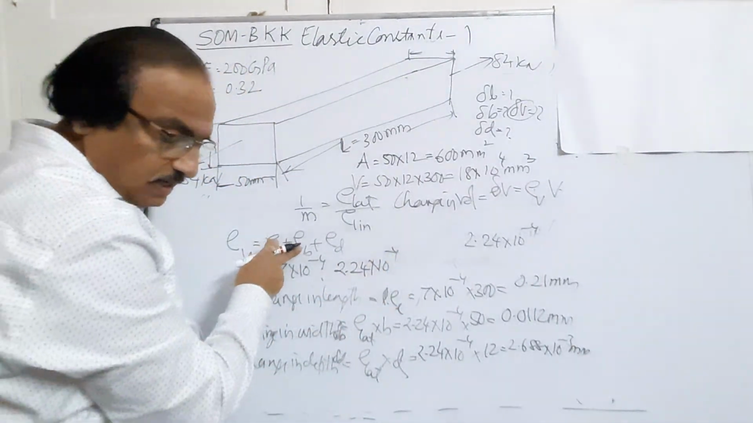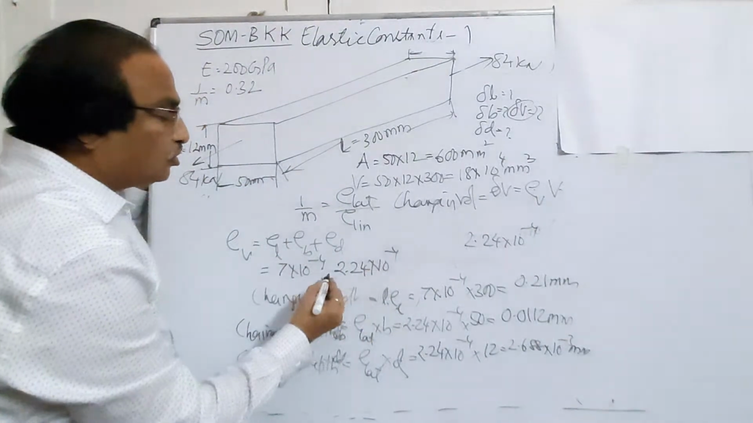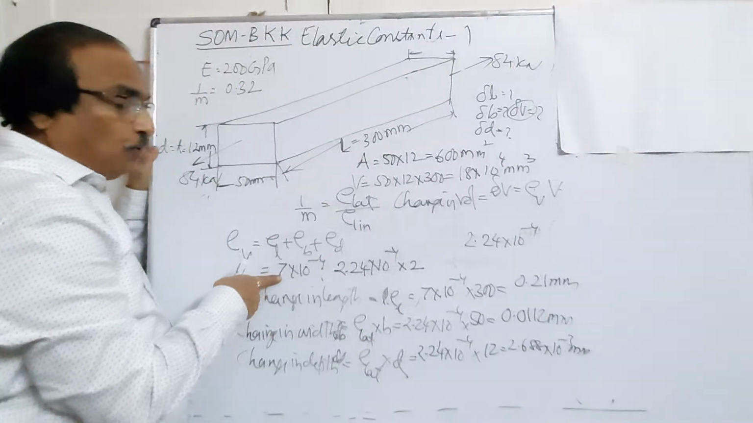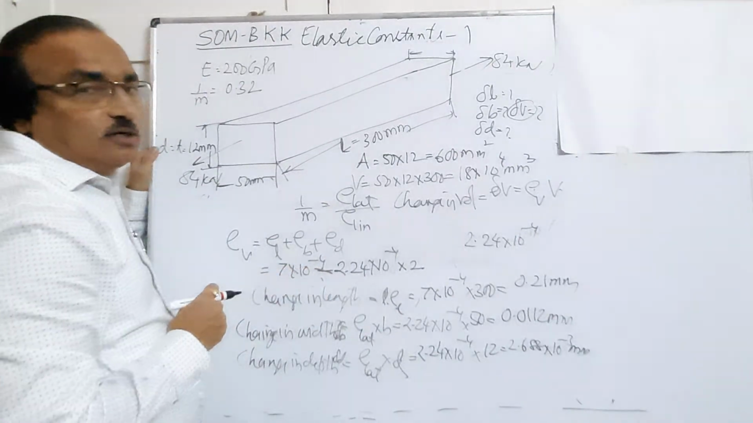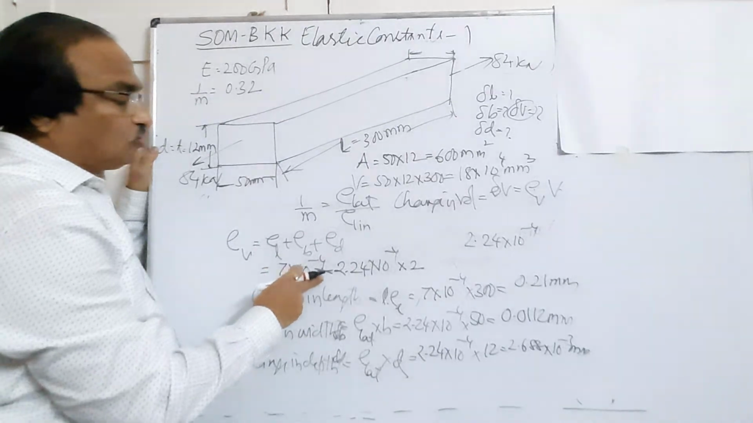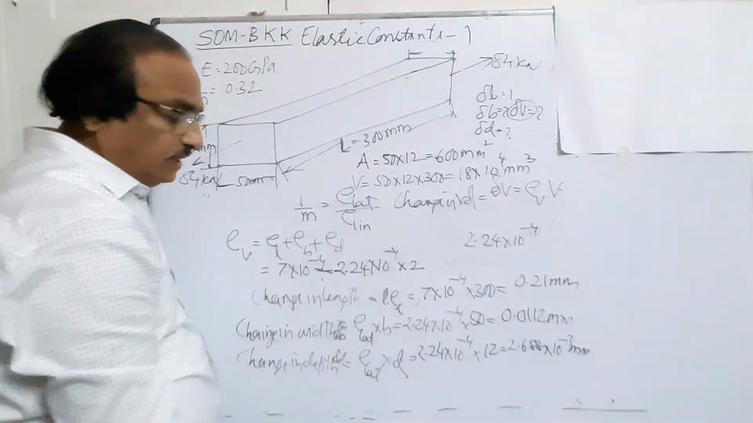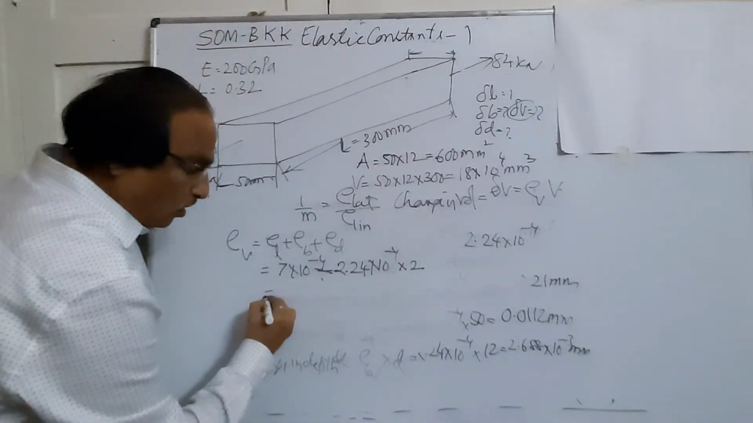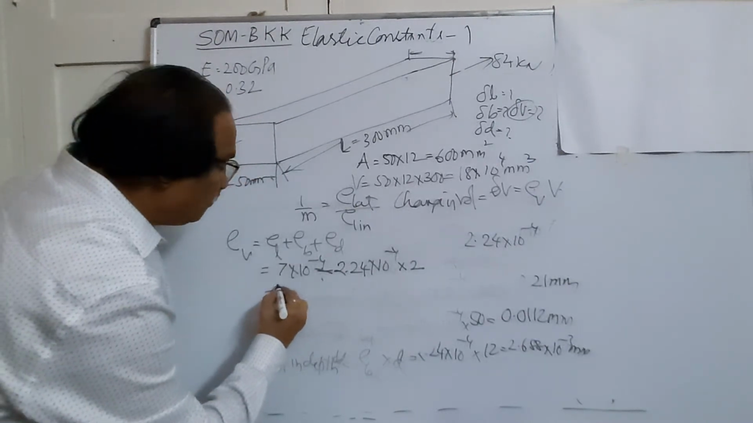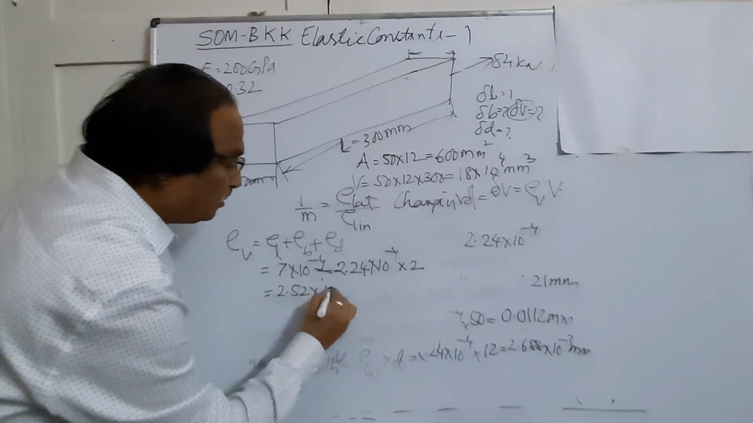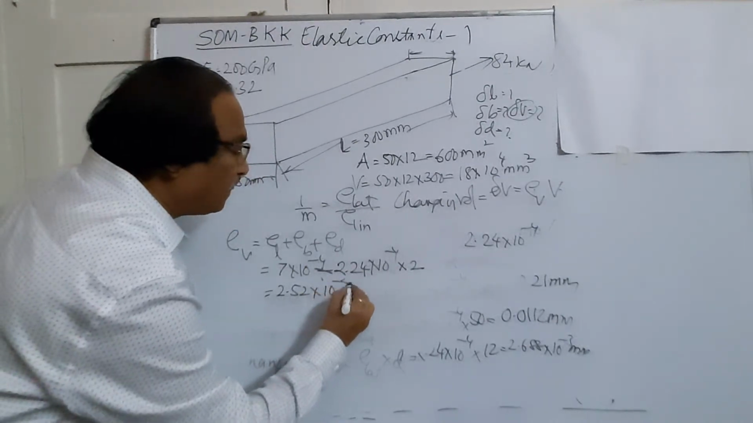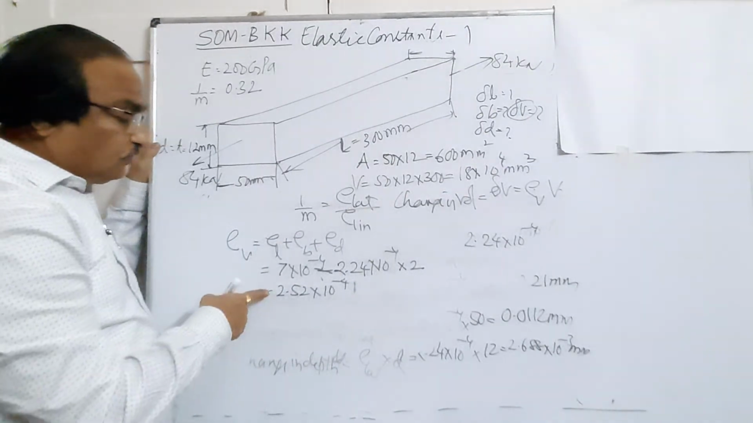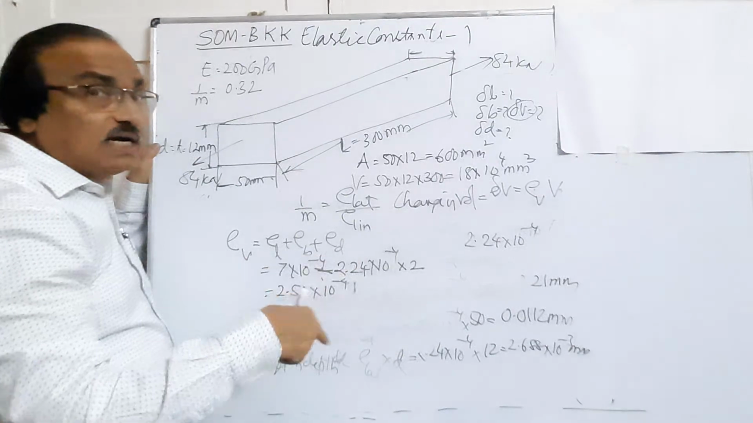So this is EB. Likewise this will be ED. Both are the same, so I will multiply by 2. If this is positive, these two will be negative. So EL minus twice of EB or ED. So here if you multiply this, you get volumetric strain equal to 2.52 into 10 to the power of minus 4. This value that we have got is positive, which means there is an increase in the volume.